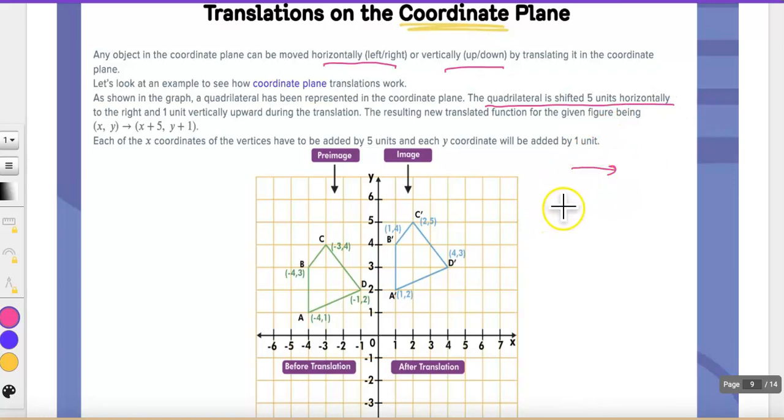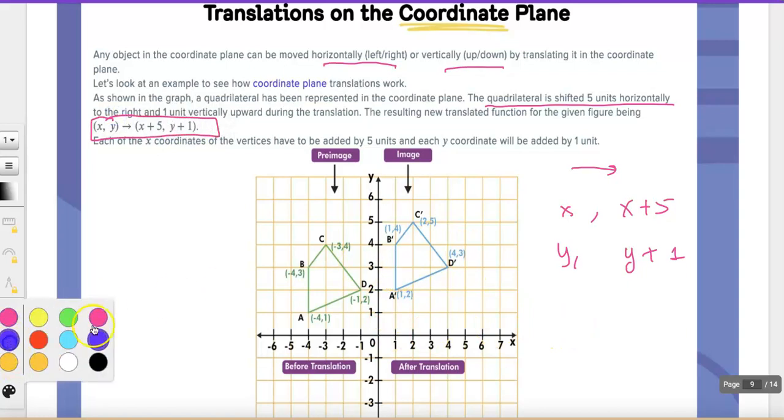This means x. So if the original point is x, the new point will be x plus 5. And 1 unit vertically during the translation. If the original point is y, then vertically means it's going up over here, so it will be y plus 1. Okay, the resulting new translated figure is this, and look over here, we got this.